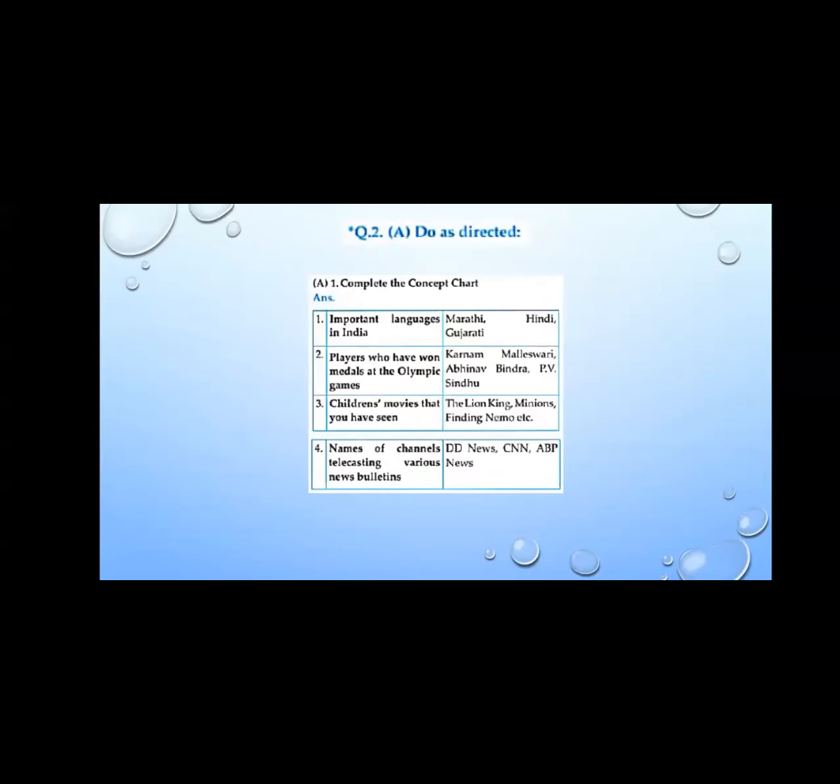The next is to do as directed, wherein you need to complete the concept chart. First one is you need to mention a few important languages in India. We have written here Marathi, Hindi, and Gujarati. You can mention a few others as well. The second one is players who have won medals at Olympics. We'll mention a few of them: Karnam Malleshwari, Abhinav Bindra, PV Sindhu. You can mention others as well, like Saina Nehwal, Leander Paes.